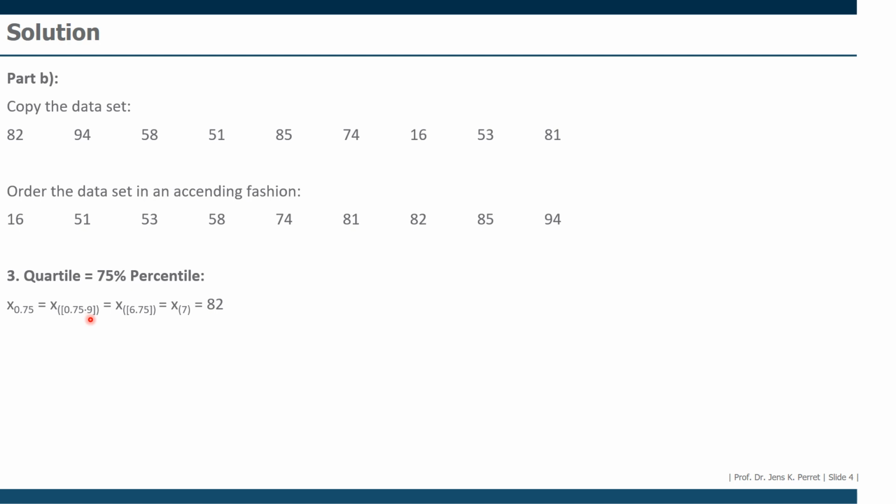0.75 times 9 gives 6.75, which rounded up is 7. Checking out the 7th value gives me the 82 I noted here.